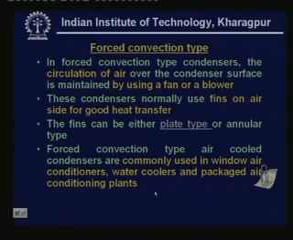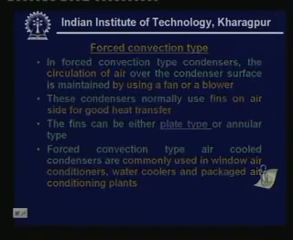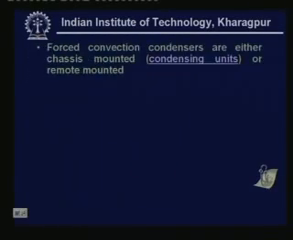Forced convection type air cooled condensers are commonly used in window air conditioners, water coolers and packaged air conditioning plants. Forced convection condensers are either chassis mounted, which are called condensing units, or remote mounted. So what is a condensing unit?